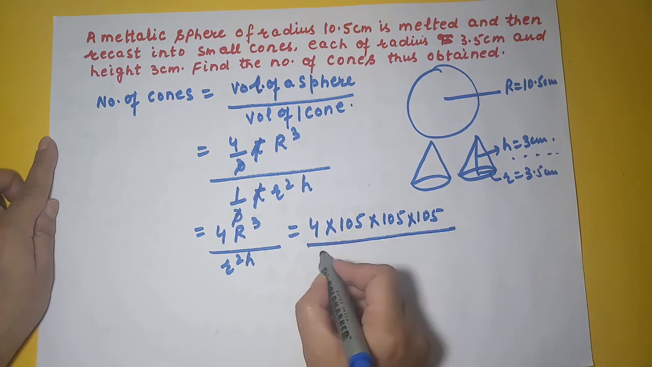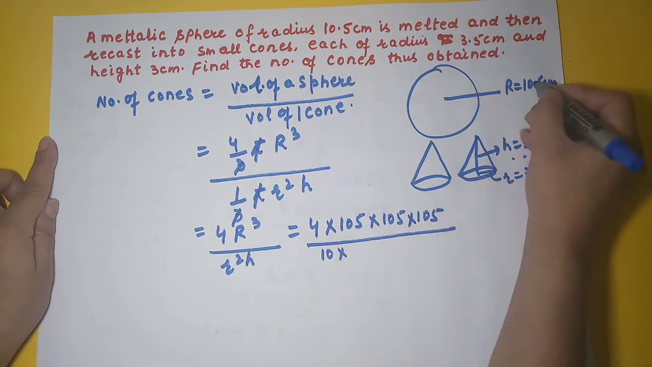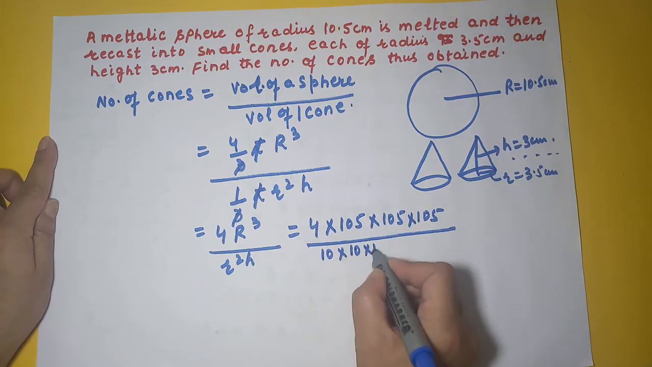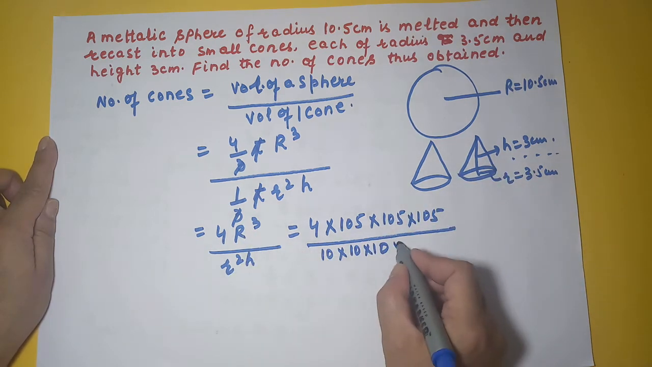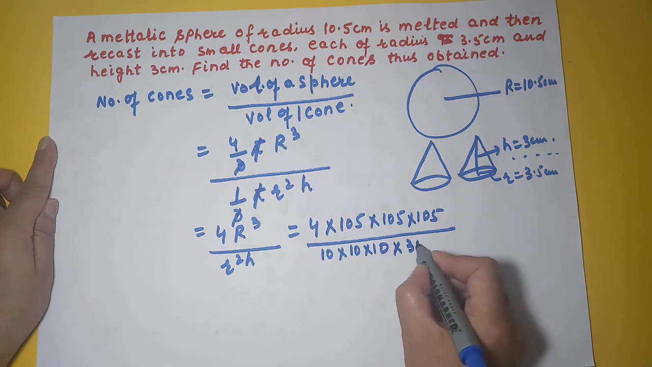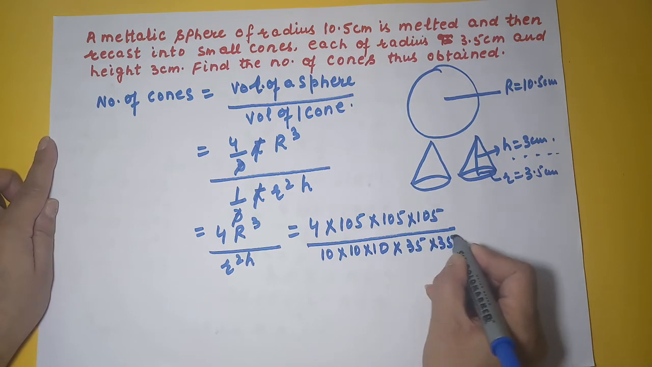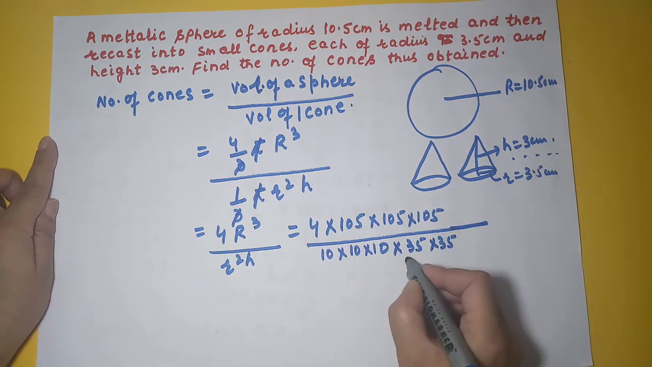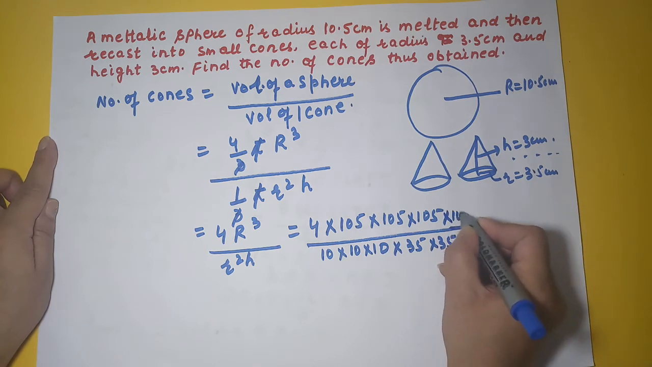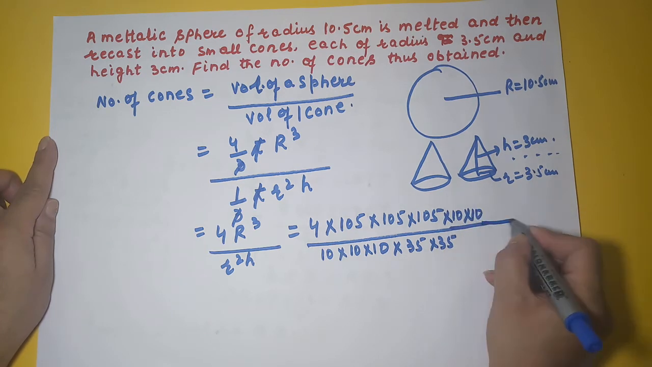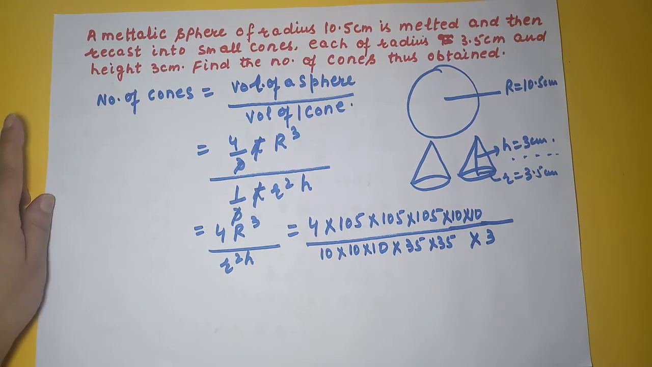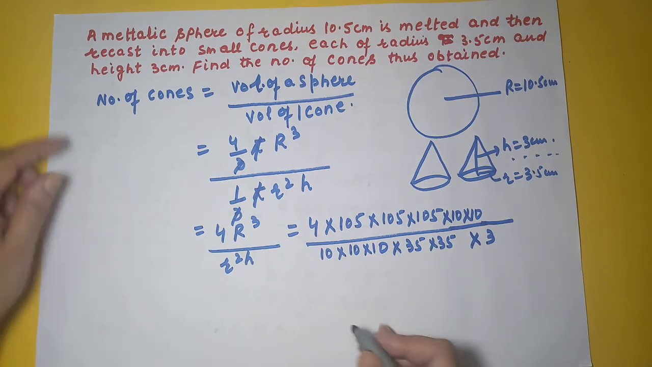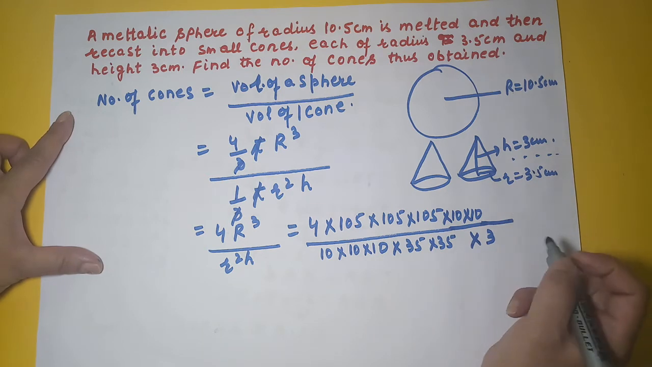Now immediately write these tens here because I am removing the decimal: 10 into 10. So this is done. Now r square, this is 3.5, so write 35 into 35, and when I am removing the decimal, these two tens will go up. This is also done. Then h is 3.